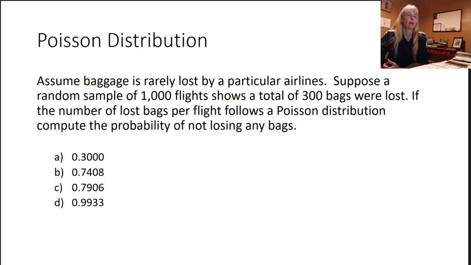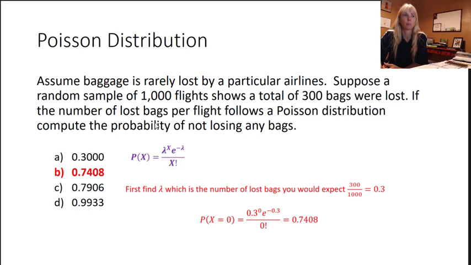All right, assume baggage is rarely lost, rarely, Poisson distribution. Suppose a random sample of 1,000 flights shows a total of 300 bags were lost. If the number of lost bags per flight allows a Poisson distribution, compute the probability of not losing any bags. So X is 0, not losing any. You got your Poisson formula right there. Remember that lambda is the mean, how many we would expect? Well, in this case, they don't give that to you.